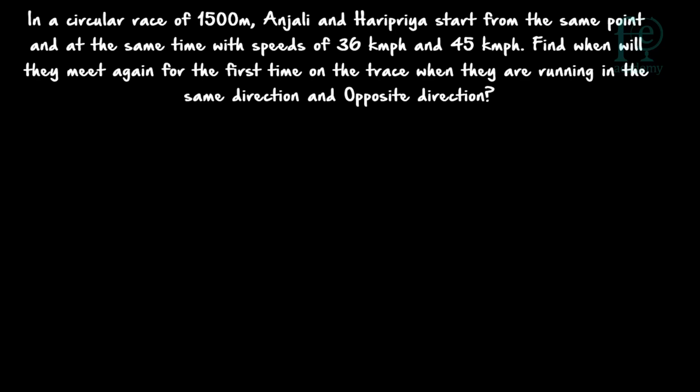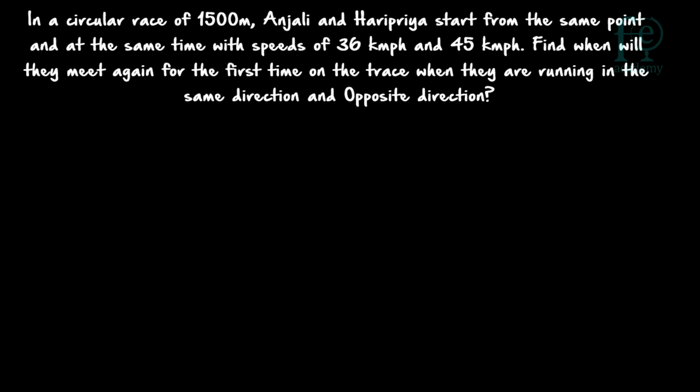So today's question is, in a circular race of 1500 meter, Anjali and Haripriya start from the same point and at the same time with speeds of 36 km per hour and 45 km per hour respectively. Find when will they meet again for the first time on the race when they are running in the same direction and opposite direction. So here in this video we are starting our discussion on circular races.